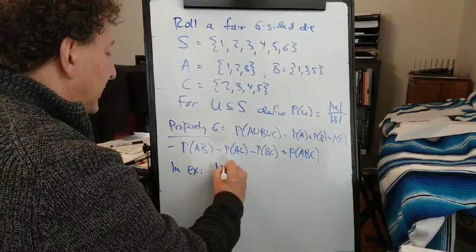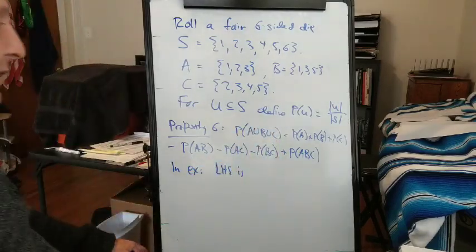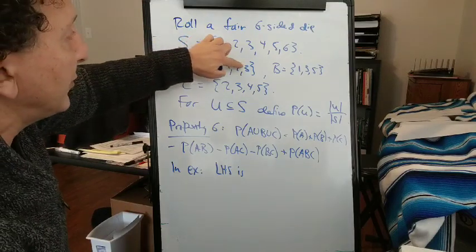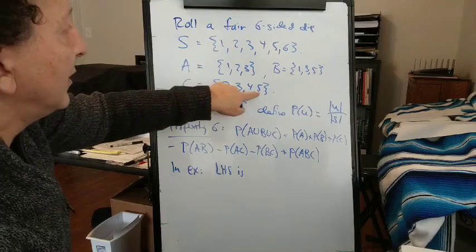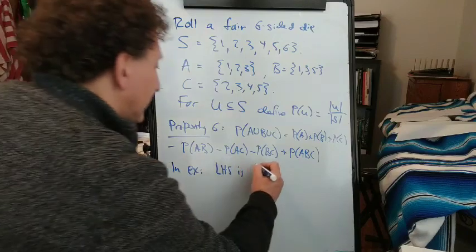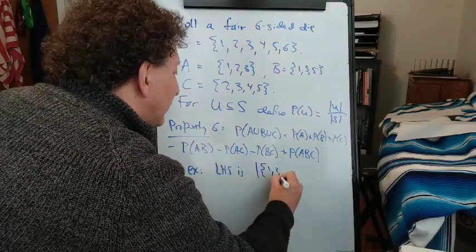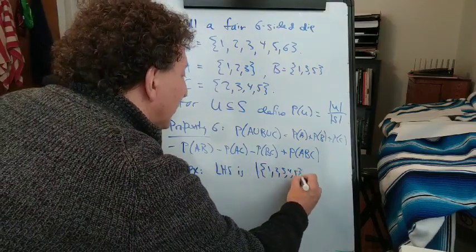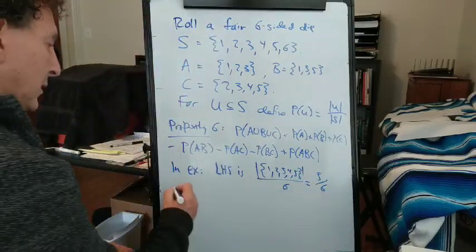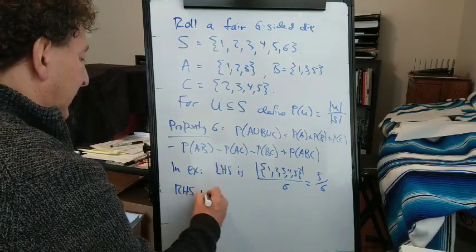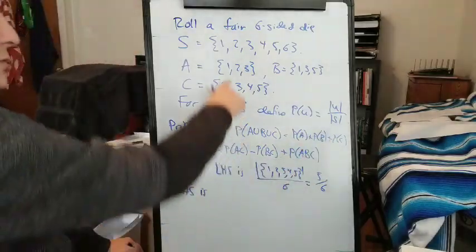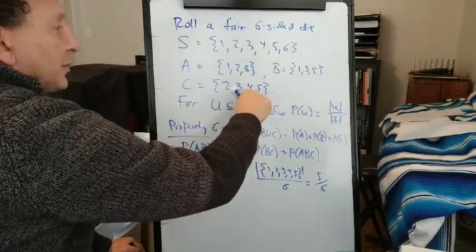So in the example, the left-hand side is probability of A union B union C. So let's see what we have. We have 1, 2, 3, 4, 5. So it looks like we have everything in the union here except for 6. 1, 2, 3, 4, 5 over 6. So that's 5/6. And the right-hand side is probability of A plus probability of B plus probability of C, which is 3/6 plus 3/6 plus 4/6.